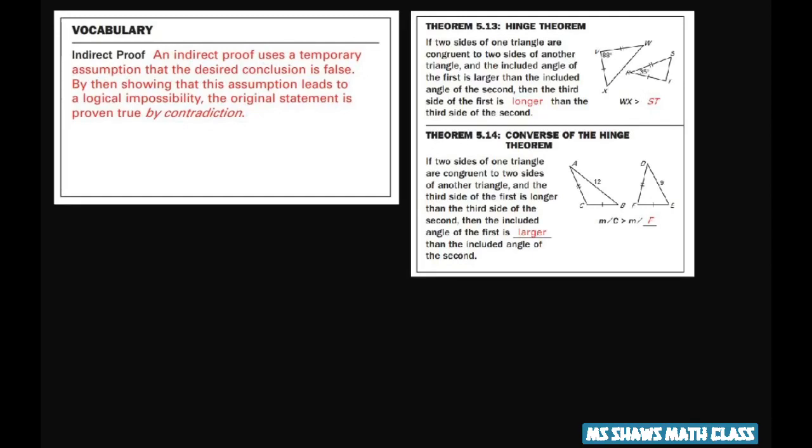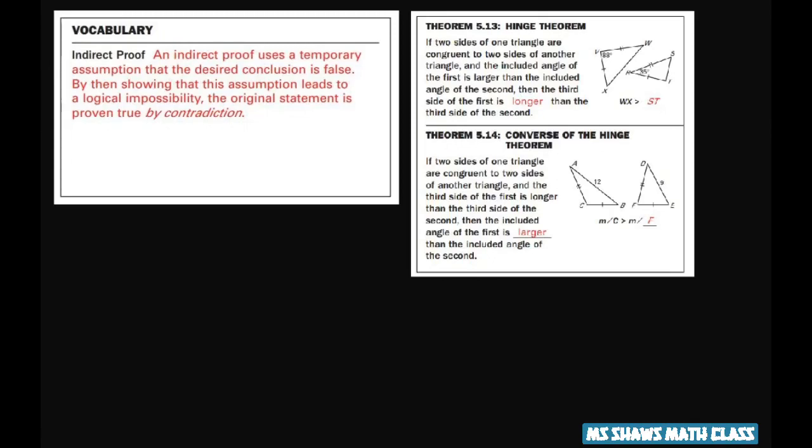An indirect proof uses a temporary assumption that the desired conclusion is false, by then showing that this assumption leads to a logical impossibility. The original statement is proven true by contradiction. So we're going to look at that at the end of the video. And here's our theorem, the Hinge theorem.